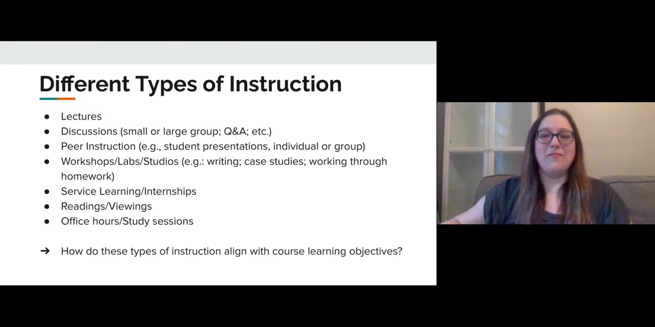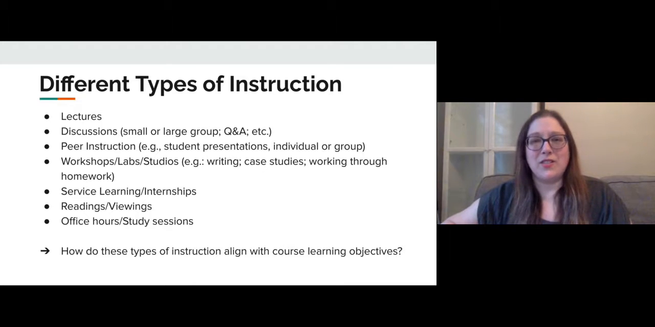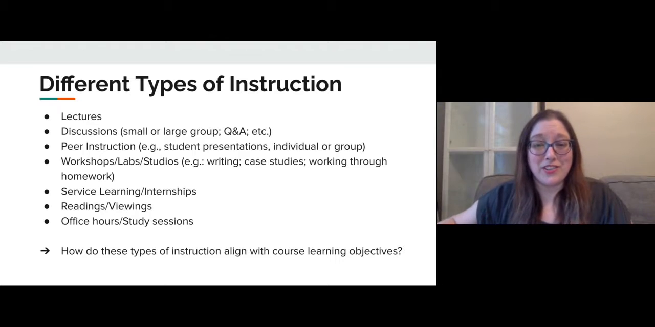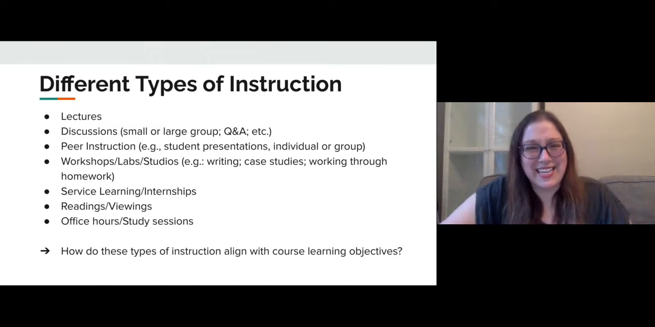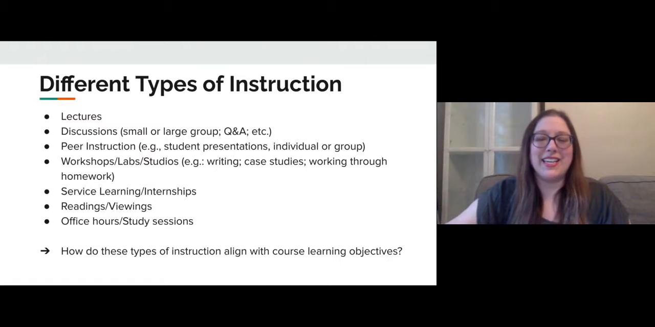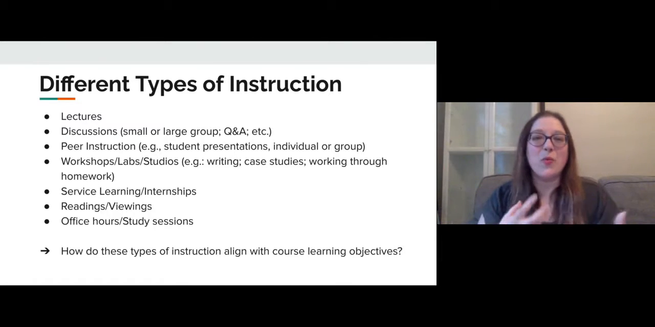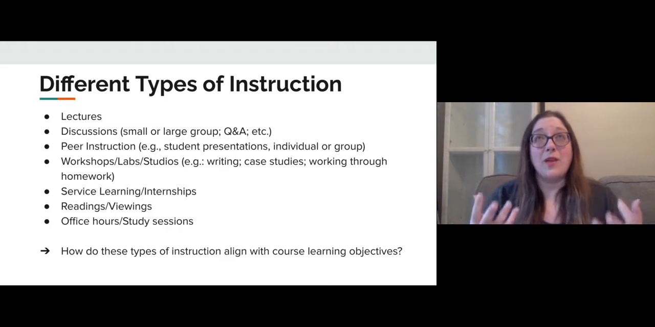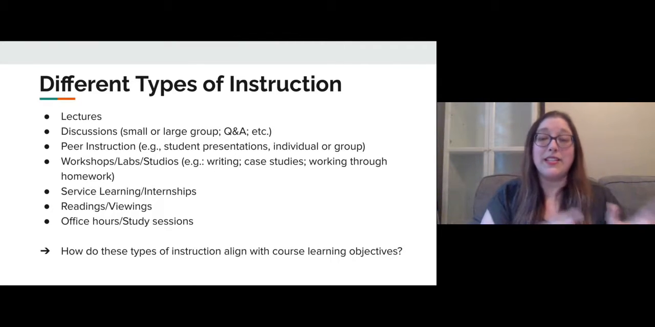process. So we can think about, particularly with ancient studies folks, whether you're in history or philosophy or literature or language, or any of the other variety of specialties types of courses that we see, we can have writing workshops or case studies or just students working through homework together. We also have service learning or internships or other types of hands-on learning that takes place outside of the classroom as a method of instruction.